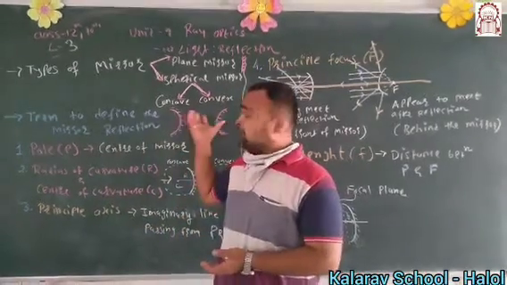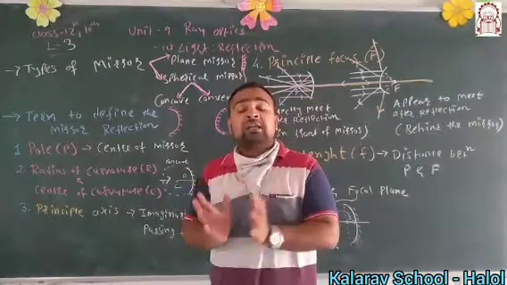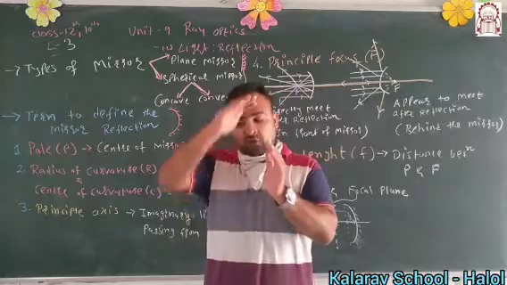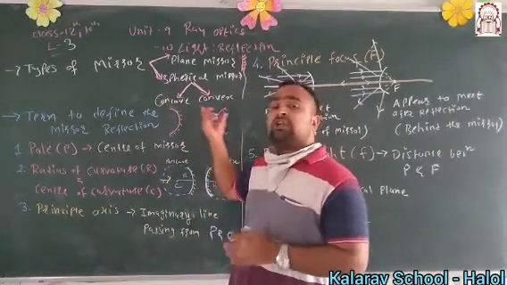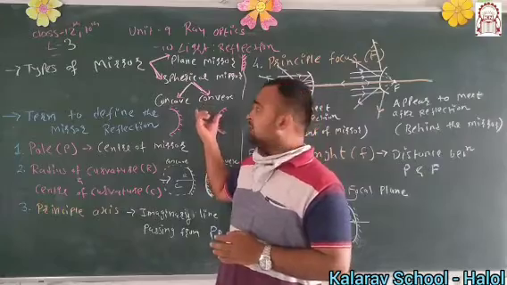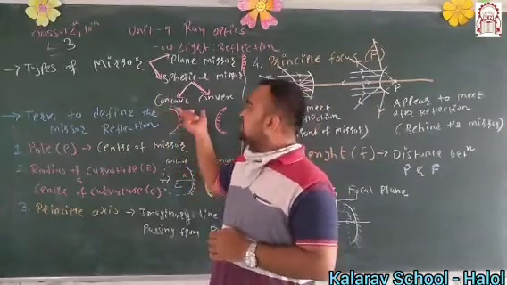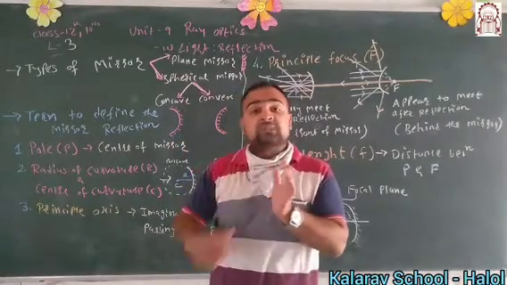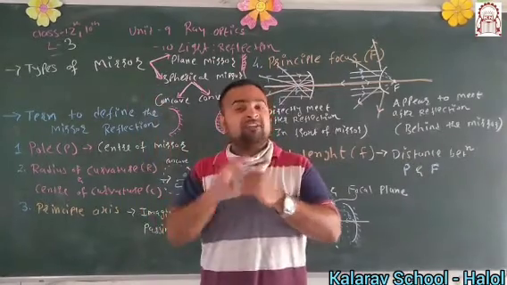Okay, as I said a little while ago, the convex and concave mirrors are generally called spherical mirrors. It means you cut a part from a sphere, and from the cut part you prepare either a concave or a convex mirror. Whenever you prepare such a curved mirror, the sphere it was made from has a center point and a radius.